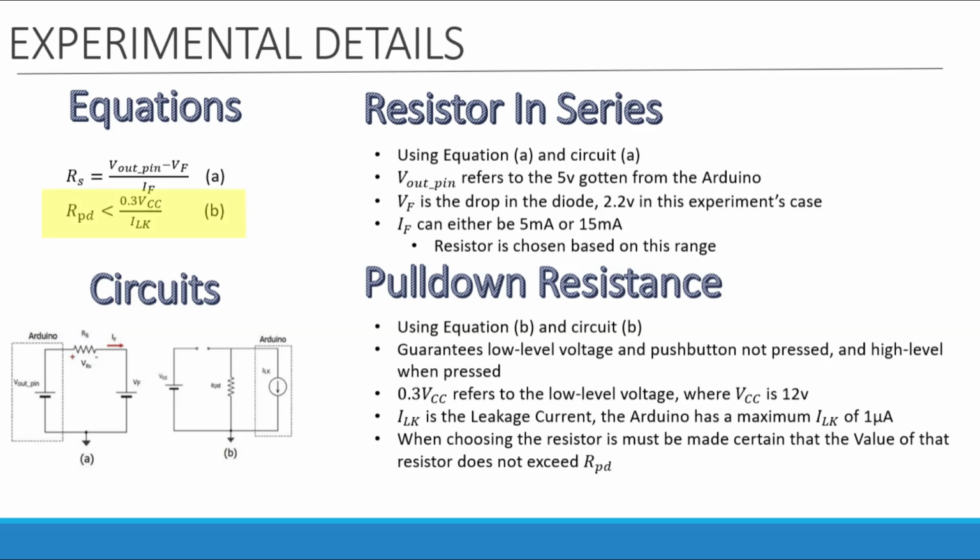Using equation B, we find the pull-down resistance. The VCC is 12 volts from the motor controller, and ILK is the leakage current from the Arduino. We need to make sure that we are using the low-level voltage, which is 0.3 times VCC. Having a value of resistance that is less than this value will ensure our circuit works properly.